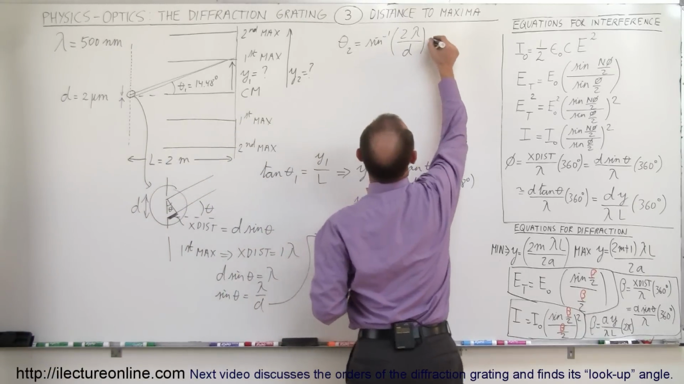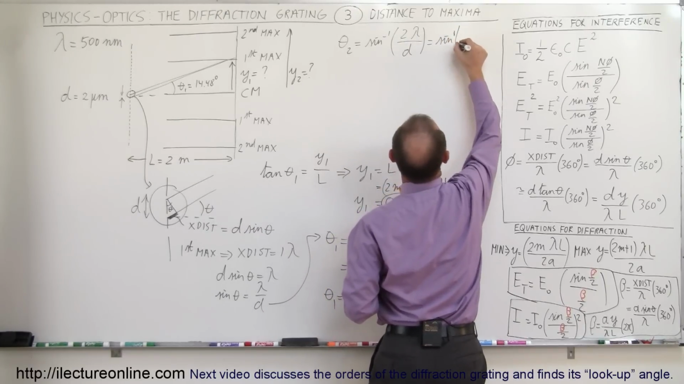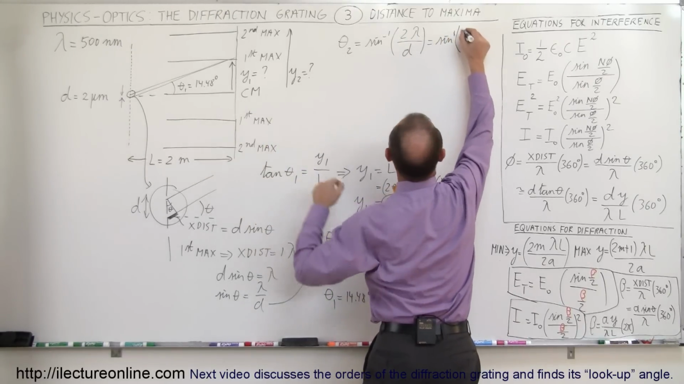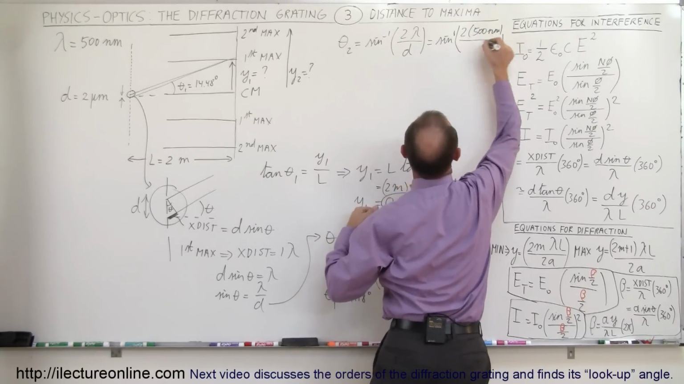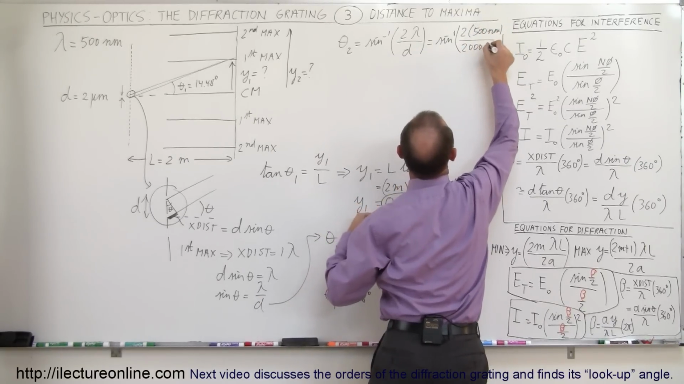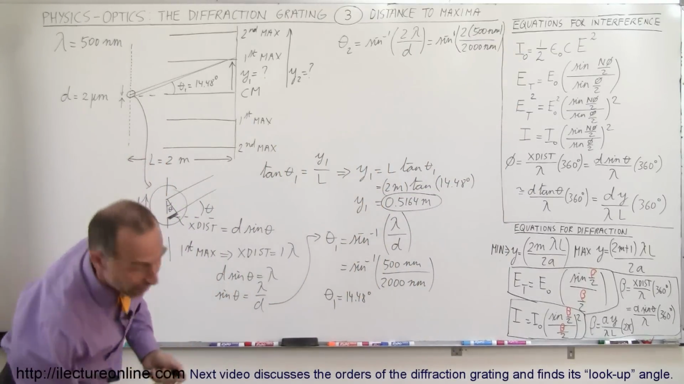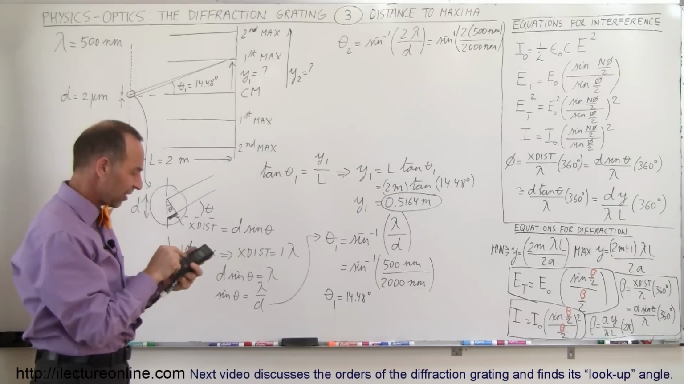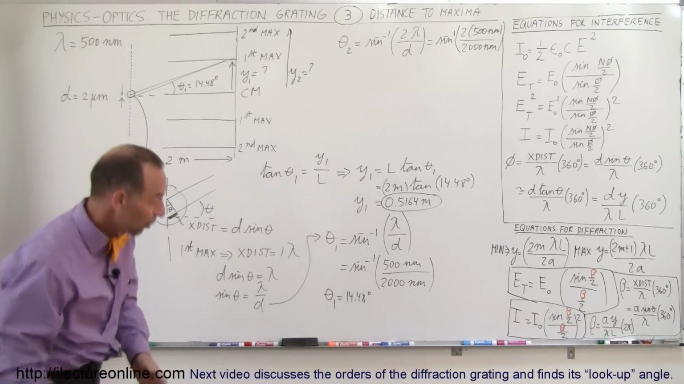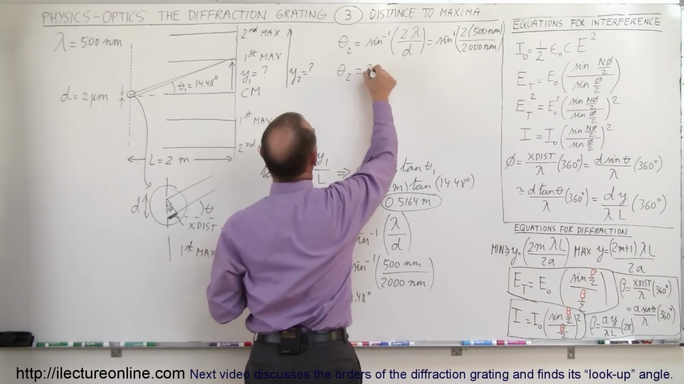So in this case, this is equal to the arc sine of 2 times lambda. That would be 2 times 500 nanometers divided by 2,000 nanometers, because 2 micrometers is 2,000 nanometers. So now we have the arc sine of a half. So 0.5, take the arc sine of that. That's equal to 30 degrees. So theta sub 2 is equal to 30 degrees.